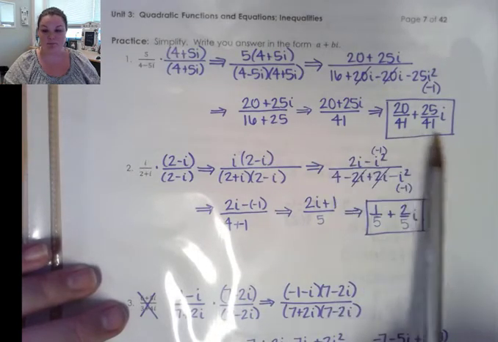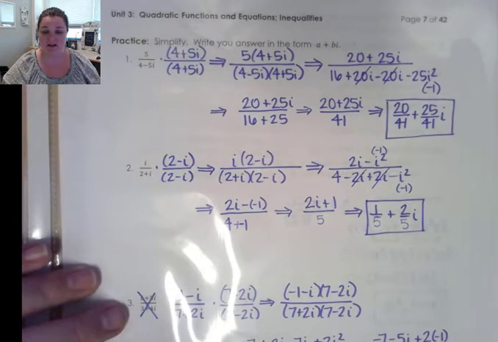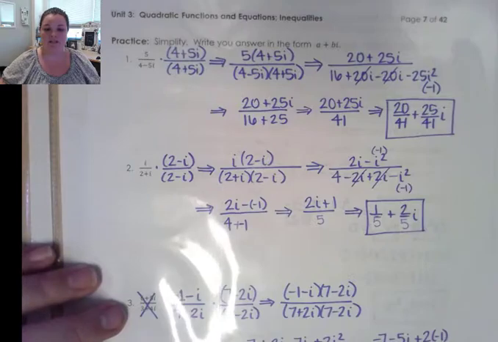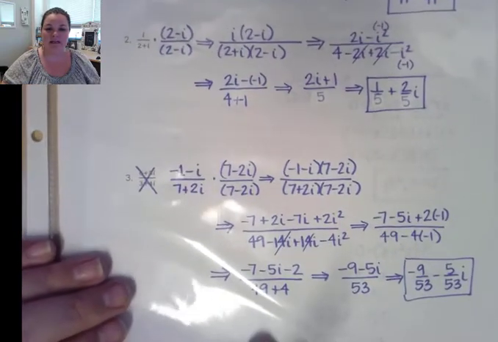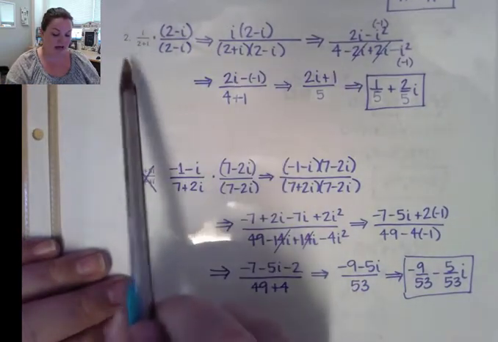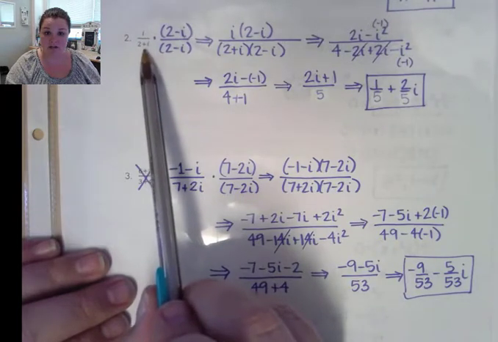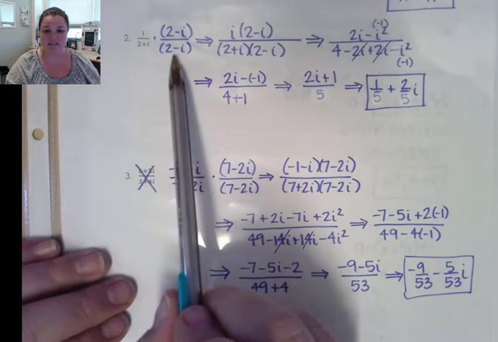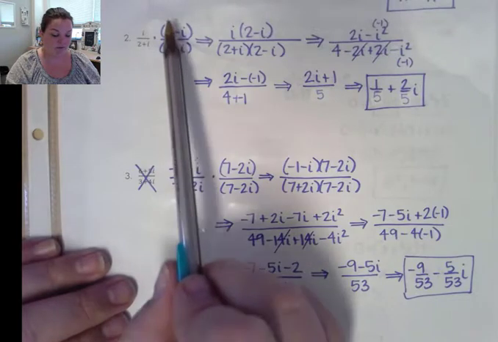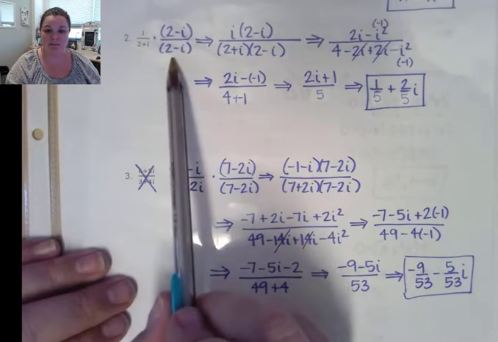And then we want to separate it into two distinct terms, right? Our real number term and our complex term. Okay. All right, let's look at the second one. Second one, same idea. We're trying to get rid of the i in the denominator. So we multiply by the denominator's conjugate, which in this case is 2 minus i.